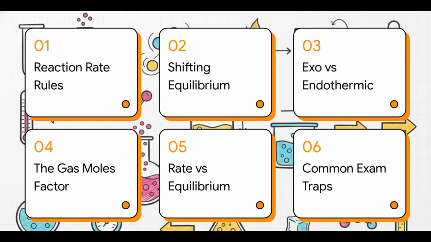Okay, here's our survival guide for today. We'll start with the reaction rate rules, then shifting the equilibrium, move into exothermic versus endothermic reactions, the gas moles factor, compare rate and equilibrium head-to-head, and finally, look at avoiding common exam traps.